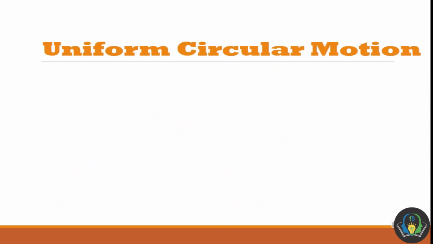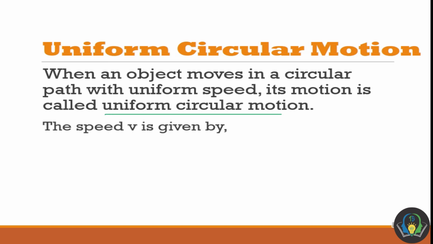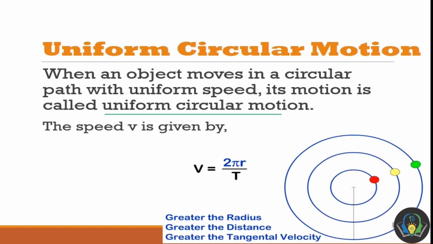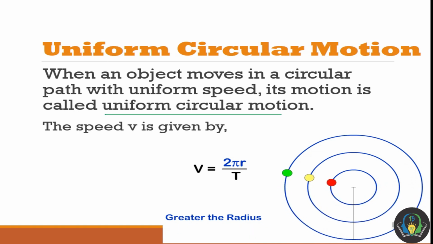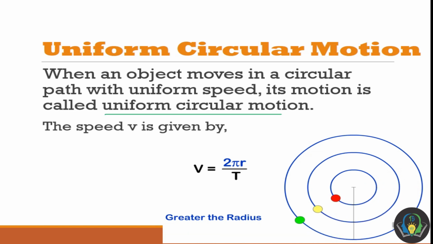Now talking about uniform circular motion. When an object moves in a circular path with uniform speed, its motion is called uniform circular motion. The speed v is given by 2 pi r upon t. Now as you can see, the greater the radius, the greater will be the distance, and that's how the whole thing will be in uniform circular motion. The red ball will be traveling less compared to the cream one, and the green ball will be moving the farthest in terms of distance, as its radius is bigger.